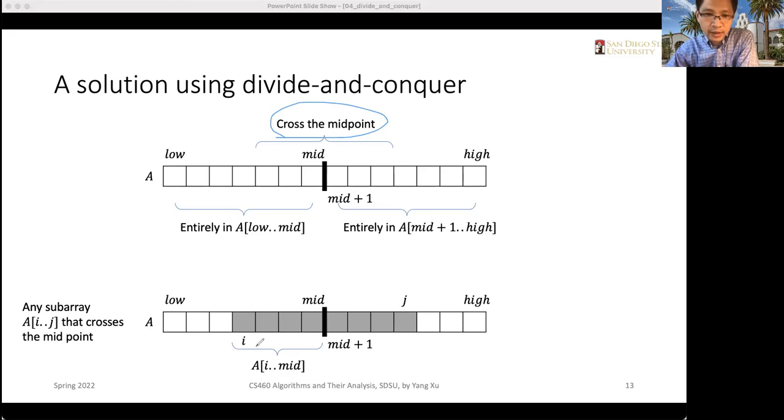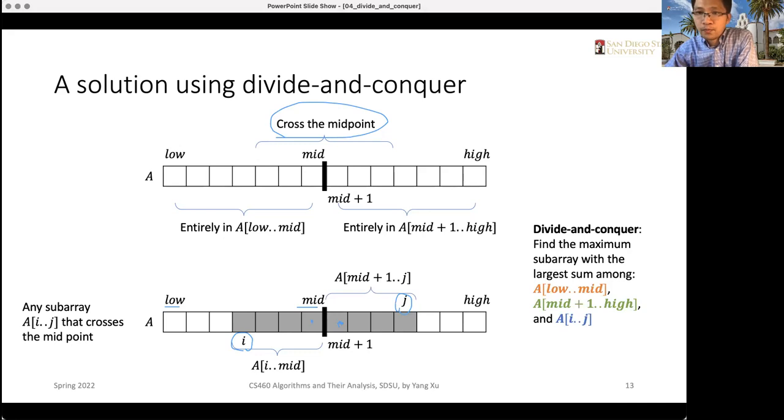We're considering the case where the subarray crosses the midpoint. In this case, the starting index i should be between low and mid, okay? And by our definition here, it can actually reach mid, but it should never cross mid. And the ending index j must be greater than mid, so it starts with mid plus 1 and is bounded by the high index. Okay.